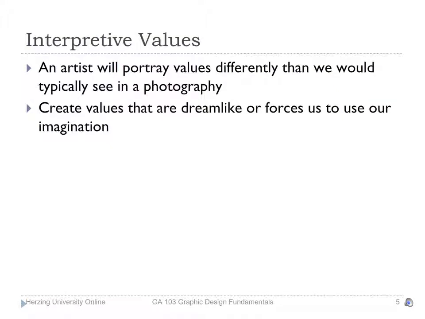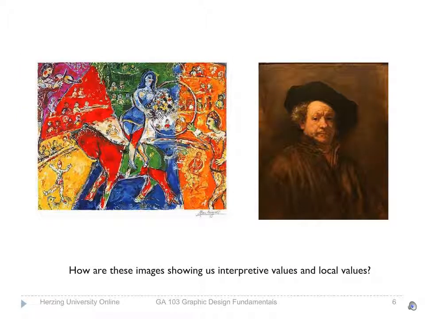Interpretive values are where an artist will portray values differently than we would typically see in photography. It creates values that are dreamlike or forces us to use our imagination. In the left image, we see the dreamlike values of interpretive color. In the right image, we see local values with such realistic shadows that it mimics a photograph.